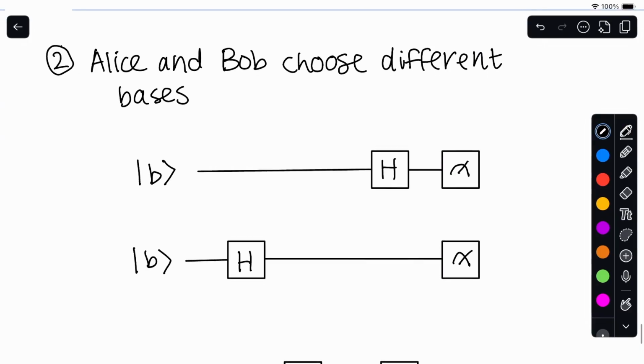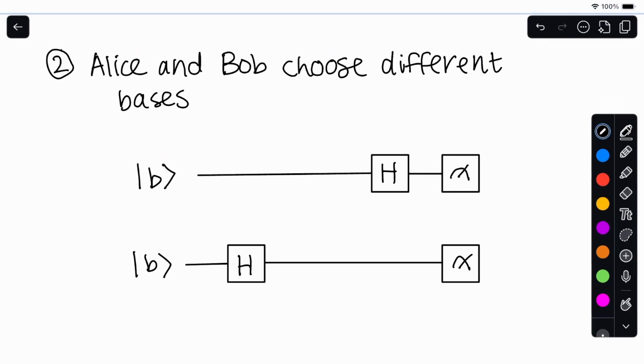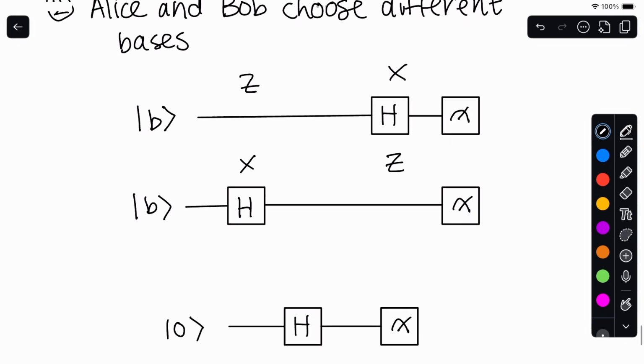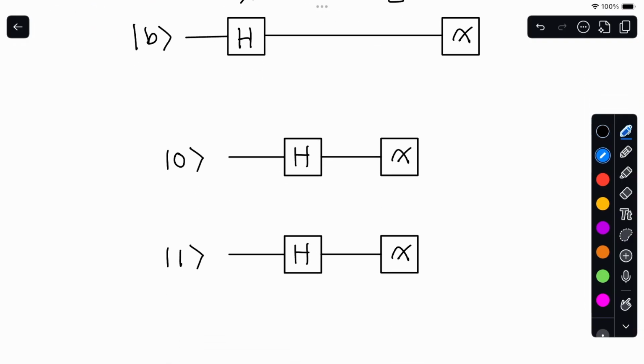Now consider the case that Alice and Bob chose different bases. So either Alice chose Z and Bob chose X, or Alice chose X and Bob chose Z. We can consider 2 cases here. In both cases, there's only 1 Hadamard before Bob measures, so we can condense it down like this. If Alice's bit was 0, then at this point in the circuit, the qubit is in the plus state. And then when Bob measures, he'll measure 0 with 50% chance and 1 with 50% chance.